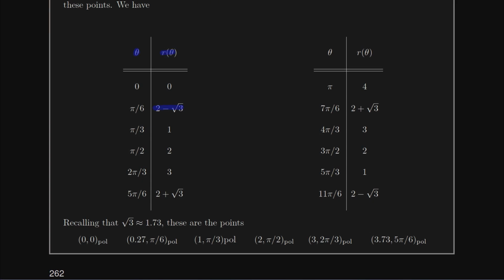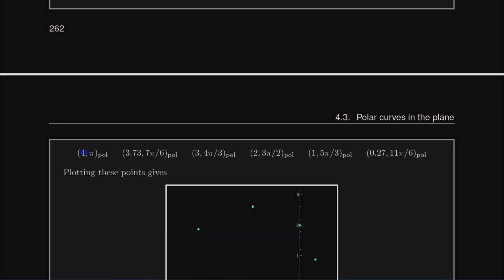And I'm actually going to compute all of my square root of 3's out as decimals. We end up with 0 comma 0 in polar, 0.27 pi over 6, 1 pi over 3, 2 pi over 2, 3 2 pi over 3, 3.73 5 pi over 6, 4 pi, 3.73 7 pi over 6, 3 4 pi over 3, 2 3 pi over 2, 1 5 pi over 3, and 0.27 11 pi over 6.